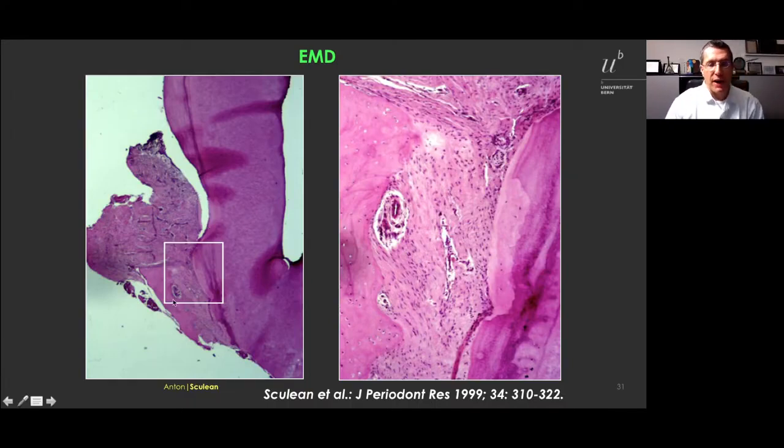If I magnify this area from the box and I look at the right at this higher magnification, what you can see is in fact the newly formed cementum very well deposited on the old cementum on the root surface, a new periodontal ligament, and a new bone. Okay? Indicating a true periodontal regeneration.